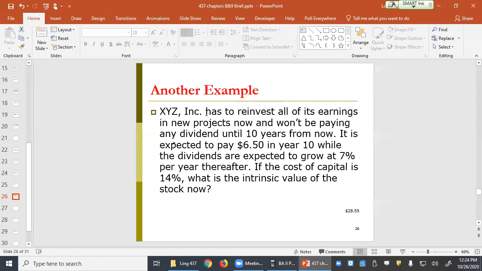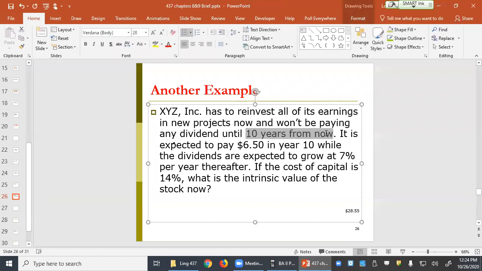So XYZ Incorporated has to reinvest all of its earnings in new projects now. And therefore, you won't have money to pay to the shareholders as dividends until when? Until 10 years from now. So there'll be no dividend between year 0 and year 9. The first relevant cash flow occurs in year 10. So D10, dividend in year 10, equals $6.50.